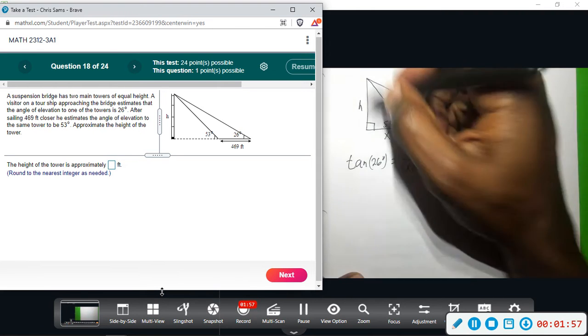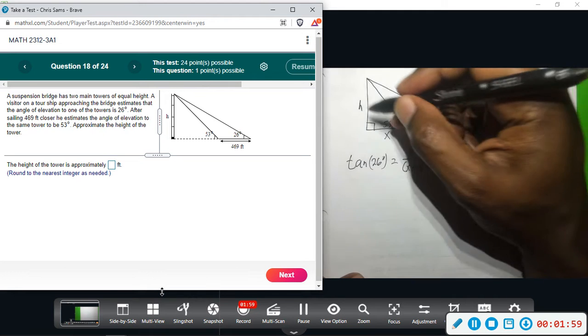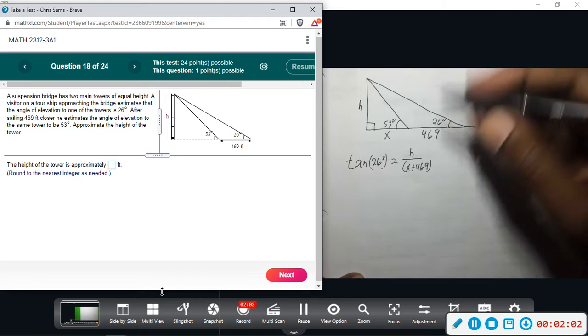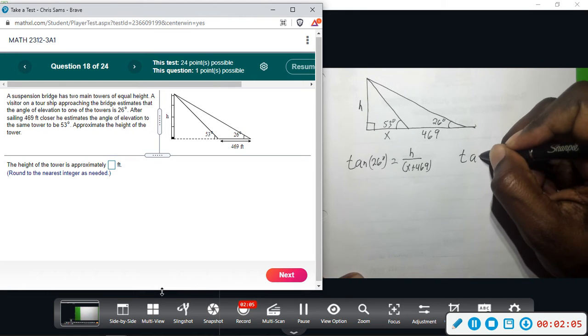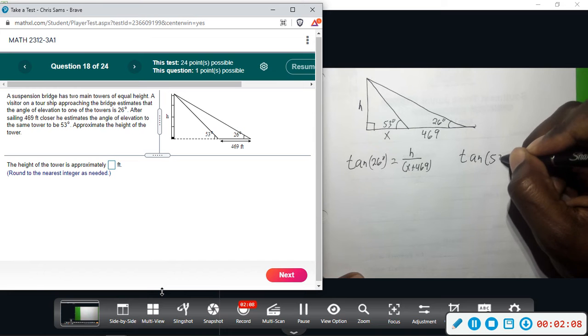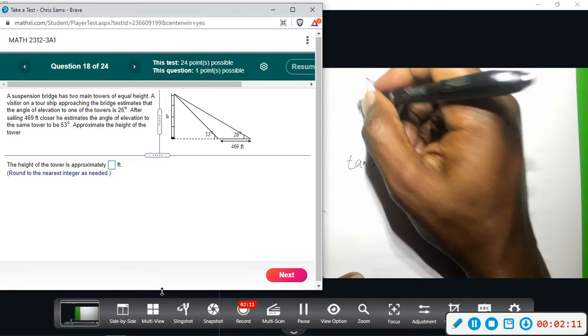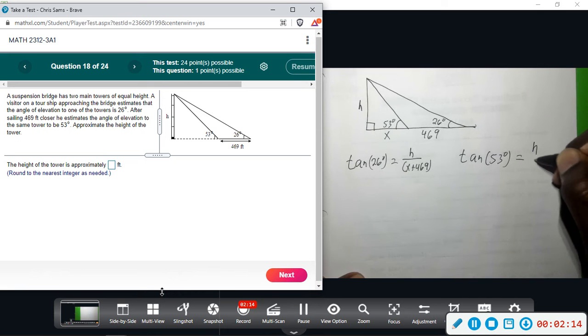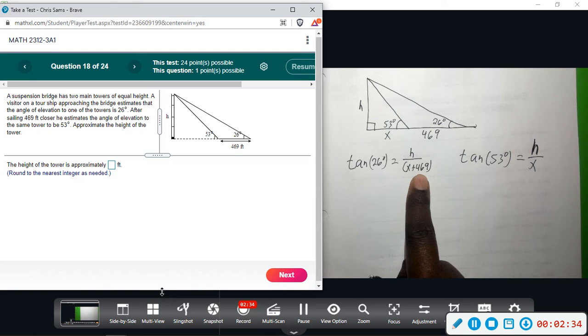Alright, and then using the smaller right triangle, we have tangent of 53 is opposite over adjacent. So tan of 53 is equal to opposite over adjacent. So h over x. So since I want to solve for h, or I want to figure out what h is, I am going to solve for x, I believe, and then plug in.